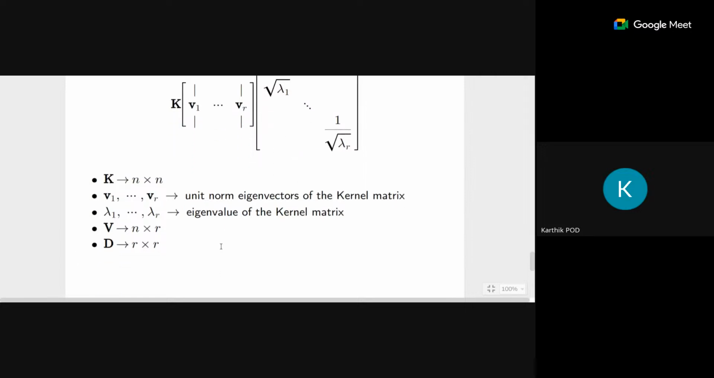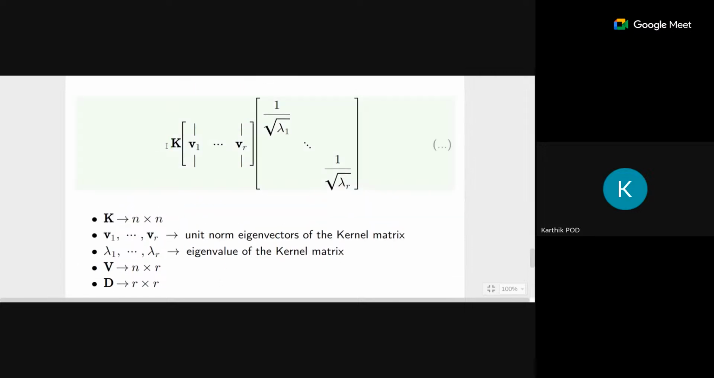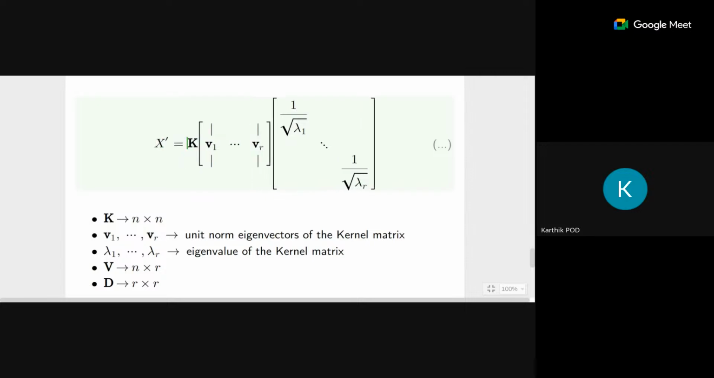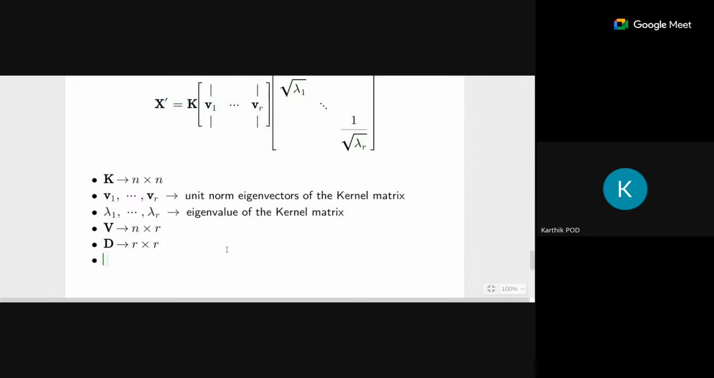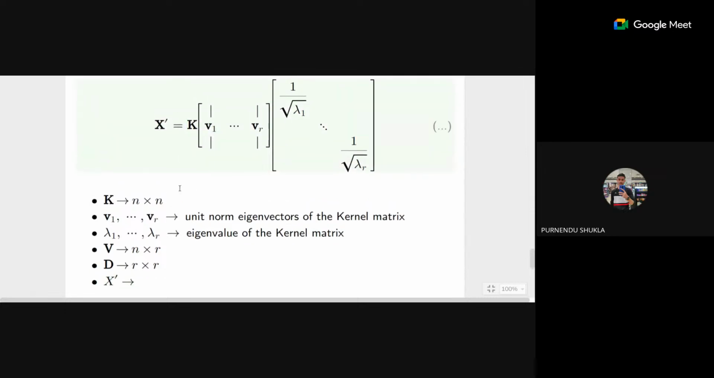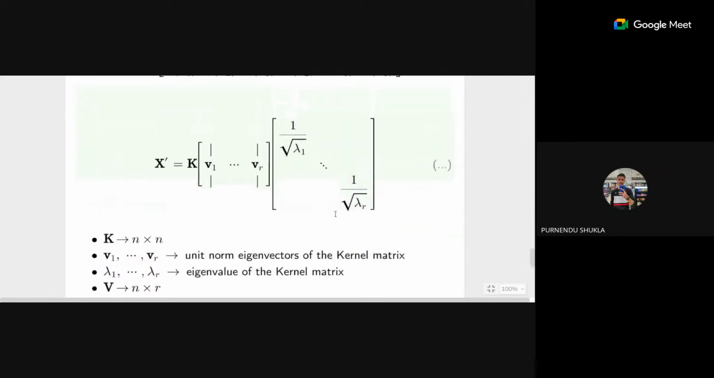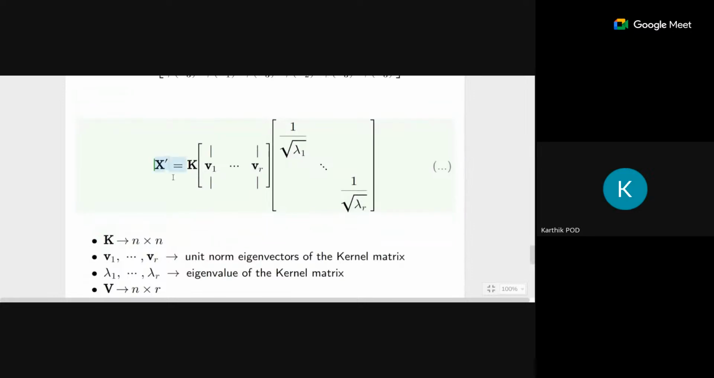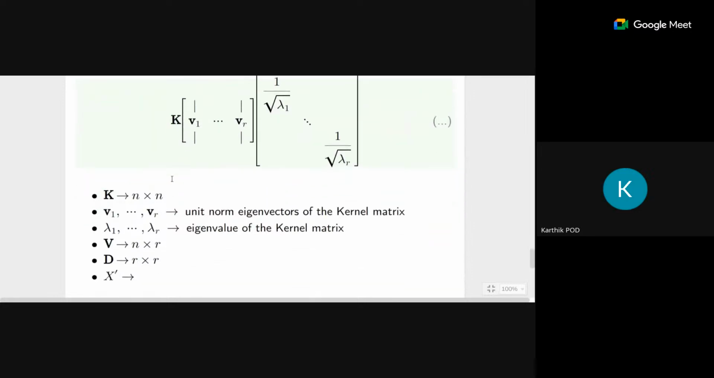Now, if you multiply all this, you will get a matrix which I am calling X prime. So what do you think X prime holds? First of all, what is the dimension of X prime? N cross R, right? So D is that diagonal matrix that we are seeing there, right? Yes. Sorry, I will not call this N cross R. So this product is there.